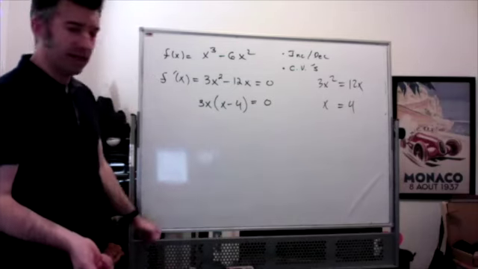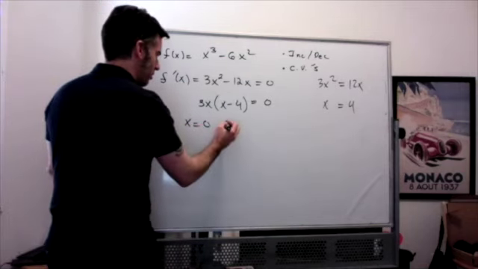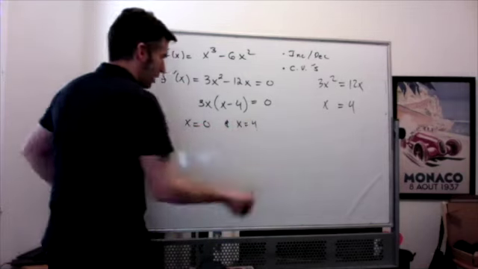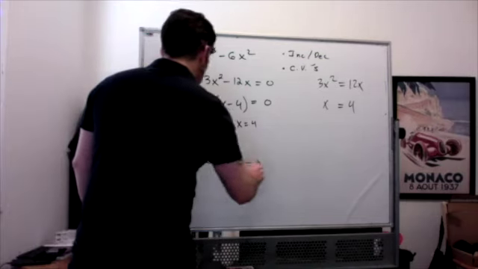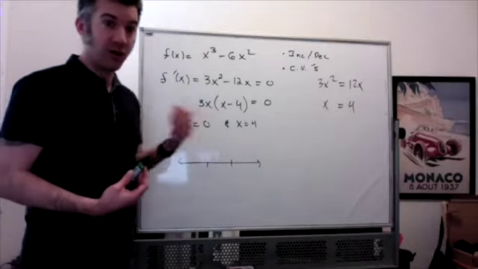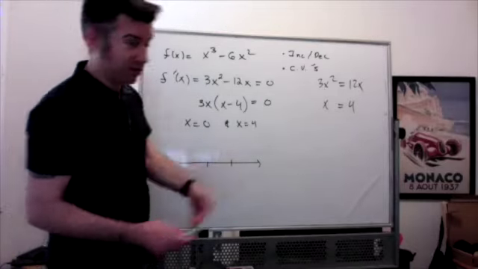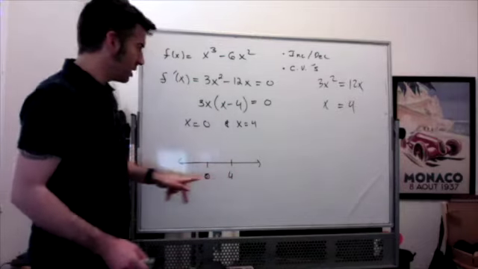3x times x minus 4, that's how that factors. And we get two solutions. We get x equal to 0 and x equal to 4. So then throw those on the number line. Make sure that when you write them on the number line, you write them in the correct order. Smaller numbers on the left, bigger numbers on the right. And then you're just going to check each interval.